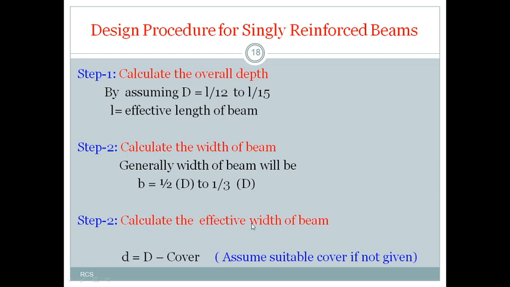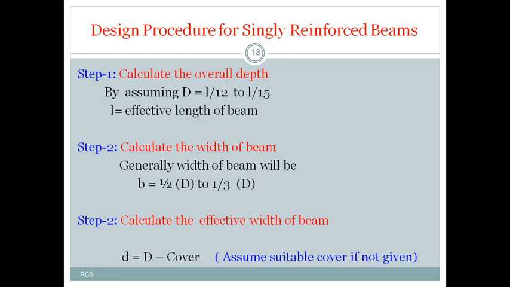Effective depth of, it is not effective width, sorry again. Effective depth of the beam. Effective depth of the beam can be calculated, small d is equal to D minus the cover. If cover is mentioned in the problem, that's okay. If cover is not mentioned in the problem, you have to choose a suitable cover as provided in your previous tables.